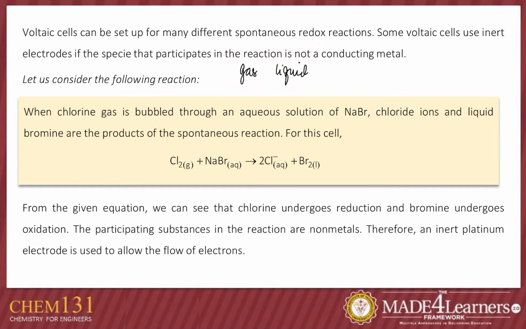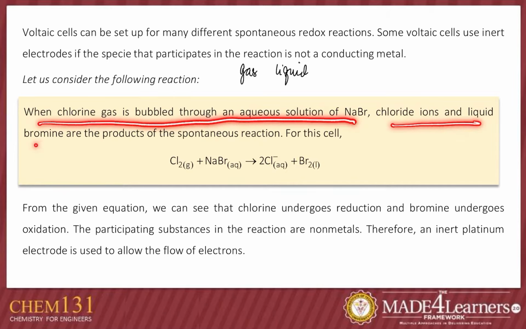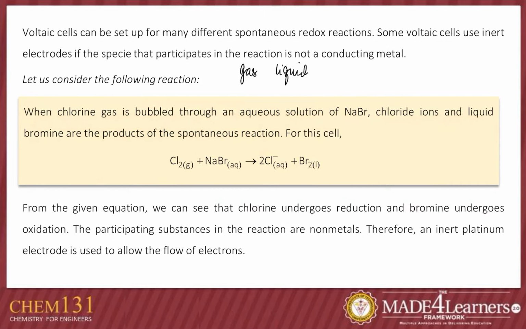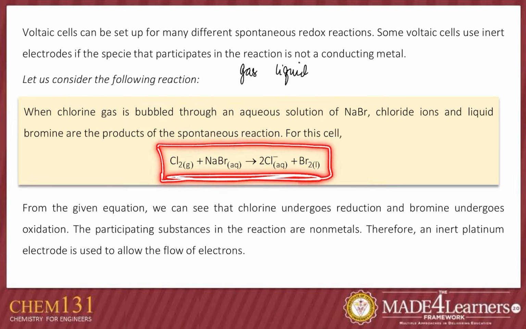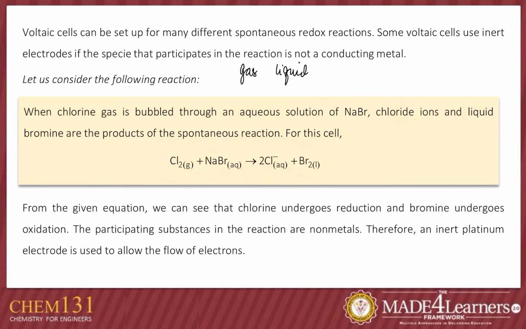So let's consider the following reaction. When chlorine gas is bubbled through an aqueous solution of sodium bromide, chloride ions and liquid bromine are the products of the spontaneous reaction. So if there is a direct reaction between the two, if you have a solution containing sodium bromide and you bubble chlorine gas there, it produces chloride ions and liquid bromine. So actually, this is NaCl, no?